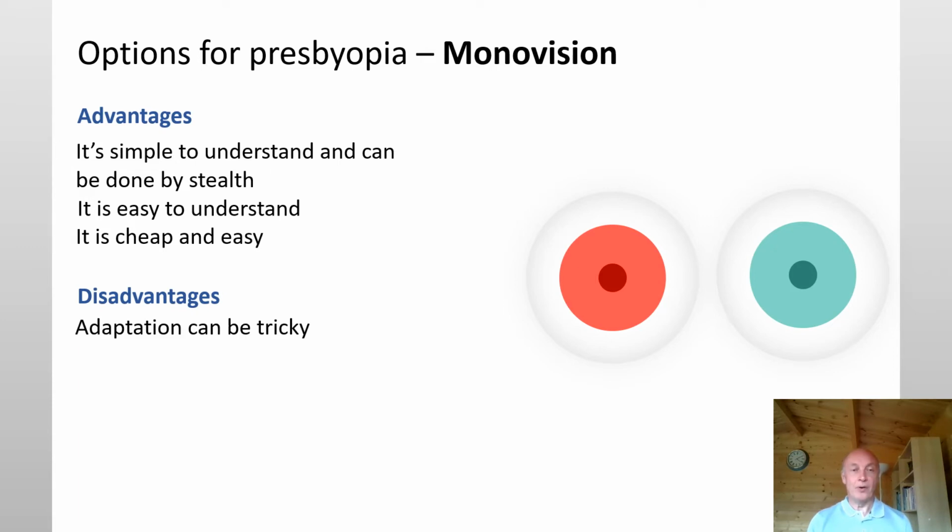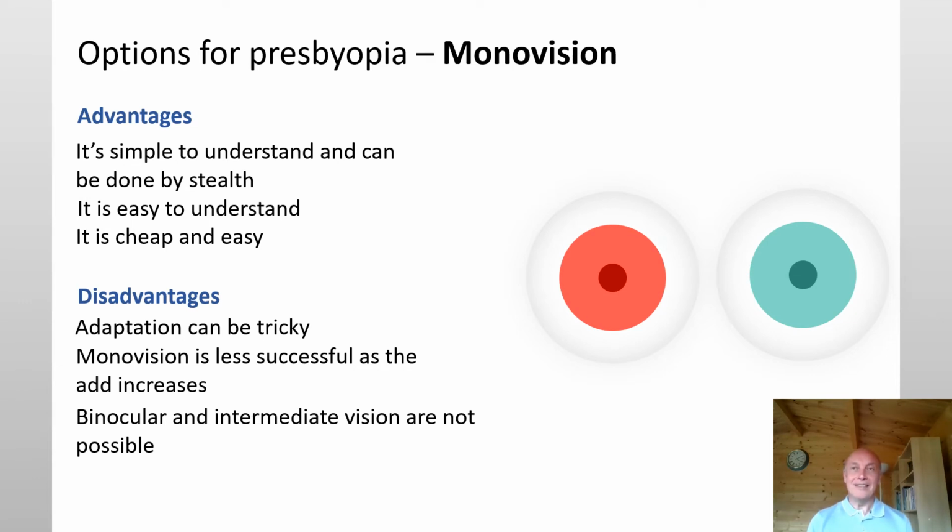However, what does happen is that some patients, particularly as the add increases, find adaptation tricky. We do find that the higher up the add the patient needs, the less successful it is. And once we get to a point above about a plus 2.25 add, the separation between the distance and near images in the dominant and non-dominant eyes becomes intolerable.